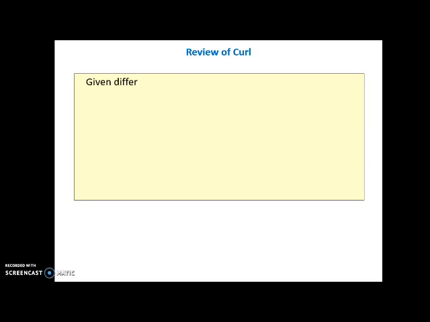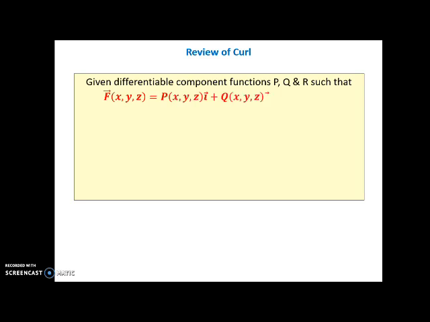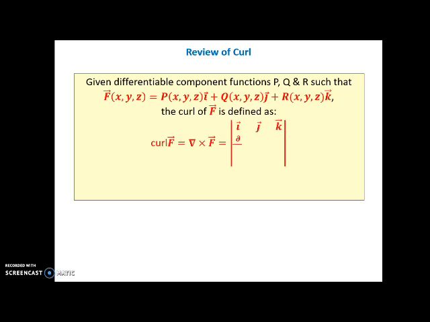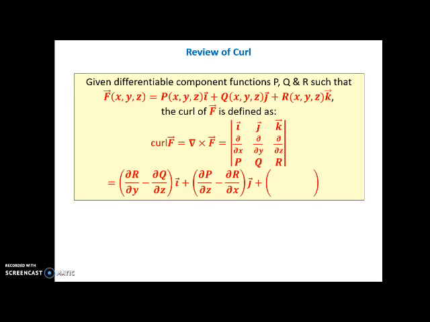Okay, let's review curl. Given differentiable component functions P, Q, and R such that F of x, y, z equals P of x, y, z i plus Q of x, y, z j plus R of x, y, z k, the curl of F is defined as del cross F, and there's the determinant, which is what I use to evaluate it. You just add 2 more columns and do the arrow stuff. And it's bottom minus the top, or if you've got the formula handy, this is what you end up with after all that computation.